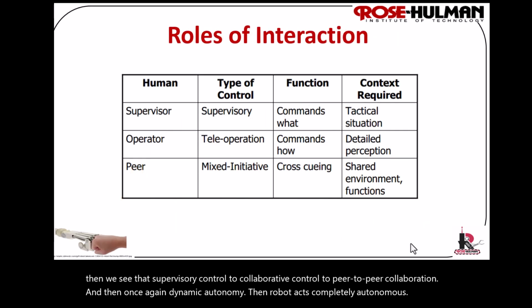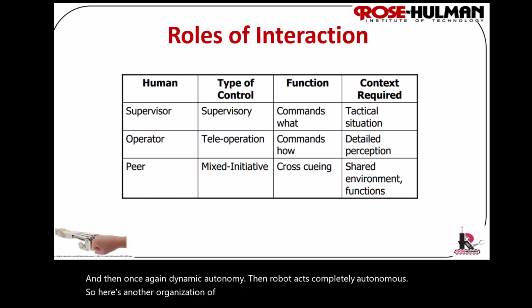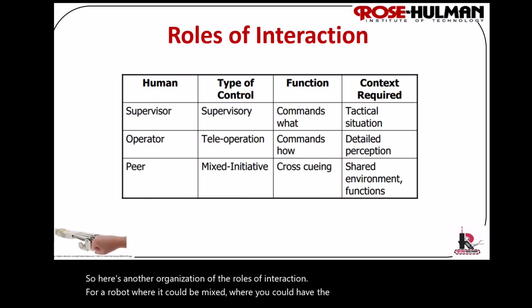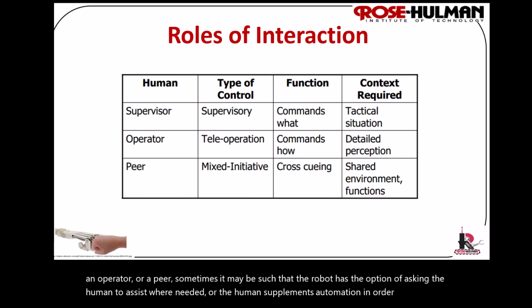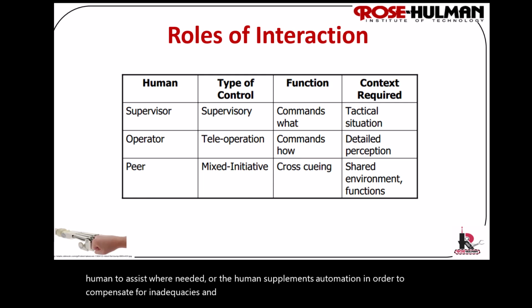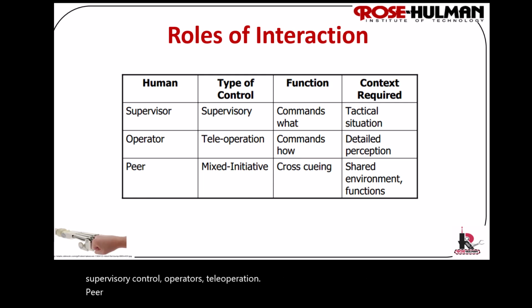So here's another organization of the roles of interaction for a robot, where it could be mixed, where you could have the human acting as a supervisor, an operator, or a peer. Sometimes the robot has the option of asking the human to assist where needed, or the human supplements automation in order to compensate for inadequacies. And this, once again, is the types of control where you have supervisory control, operators, teleoperation, peer is mixed initiative.